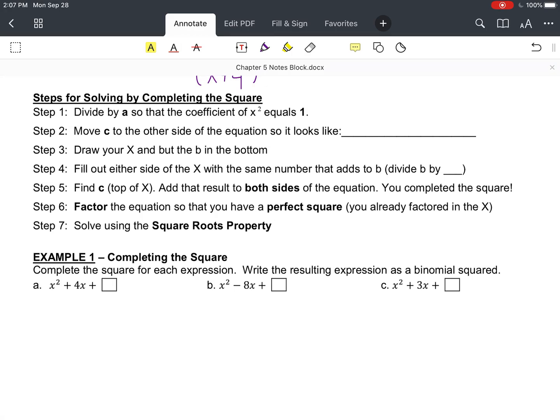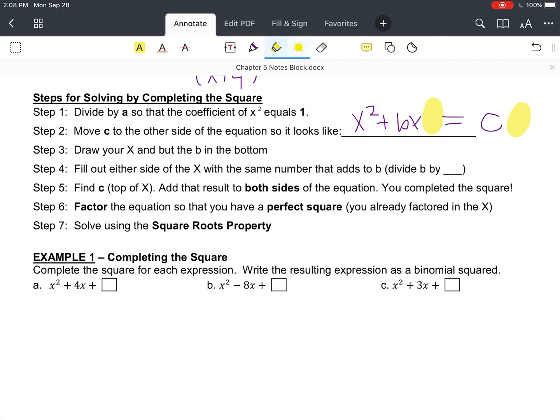So here are the steps for solving by completing the square. You first have to divide your entire equation by a so that the coefficient in front of x squared equals 1. So you don't want anything in front of x squared other than 1. You're going to move c then to the other side of the equation. So you're going to get something that looks like this. x squared plus bx equals c. We're going to typically leave some space here and here, and you'll see why in a minute.